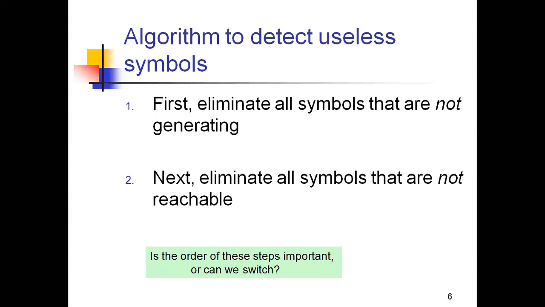Right, reachable in the sense from the starting state to ending state. That means I need to generate a final state to accept the strings, right? So I need to check it out for that. And after checking, I need to eliminate all the symbols that are not reachable. So in the algorithm for detecting the useless symbols, I need to do two steps: which symbols are not generating and which symbols are not reachable. So is the order of these steps important, or can we switch?